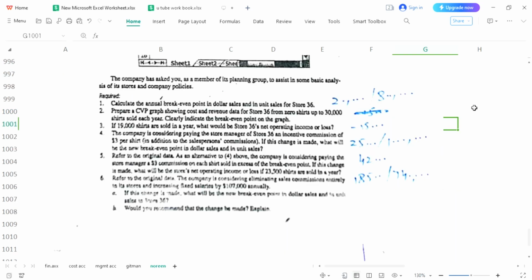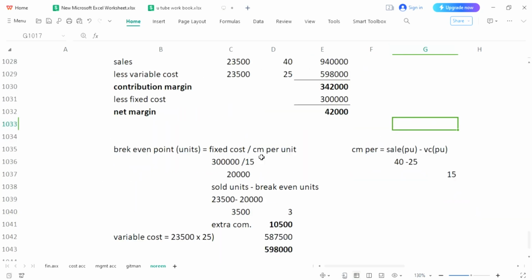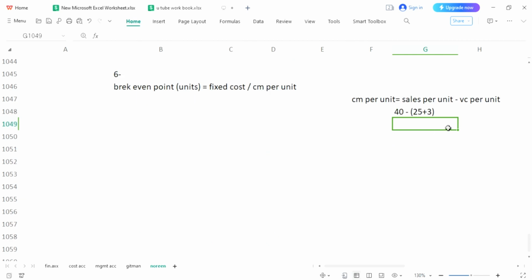Since it has been said that there will not be any commission, when you eliminate this commission, the 7 would not be present. The only variable cost would be 18. So here your variable cost would be changed. This is something old that has been written. So instead of 25, it would be only 18.